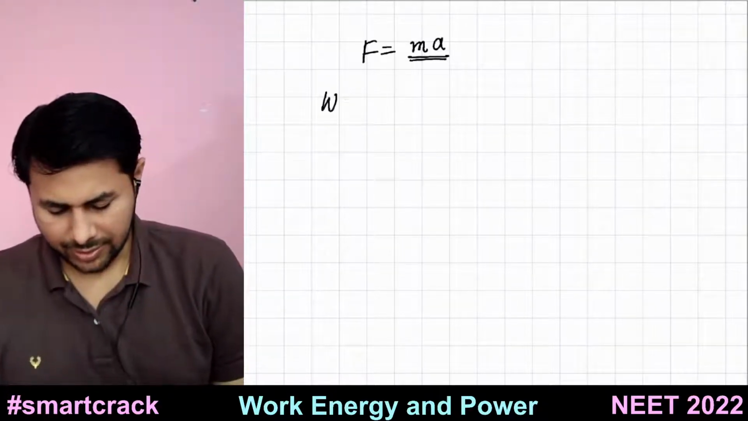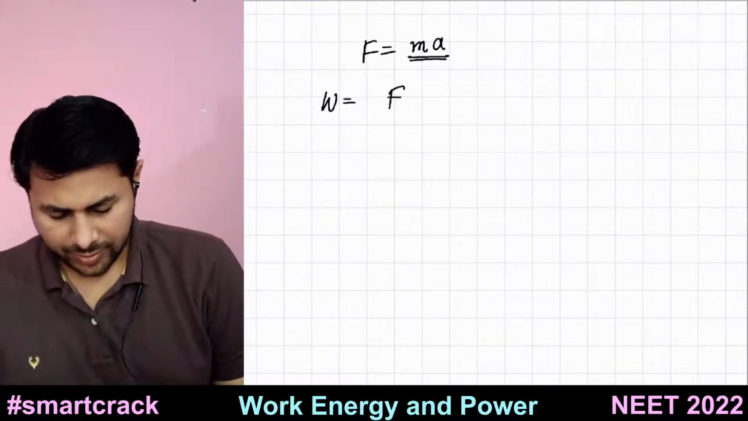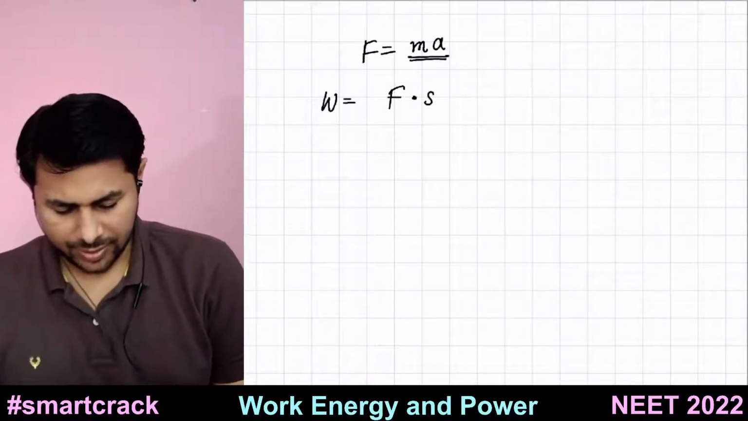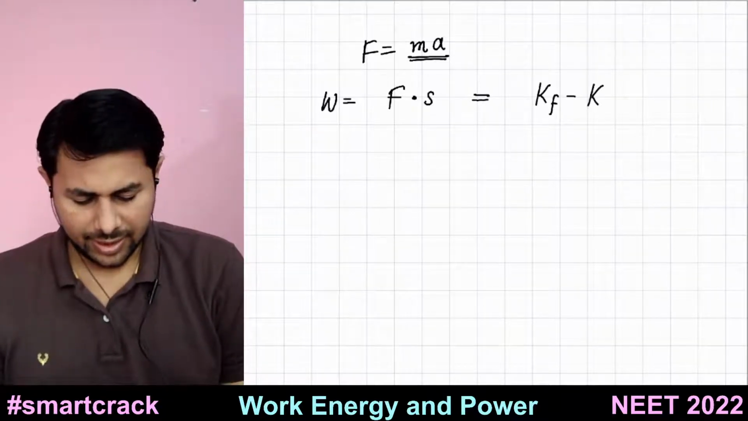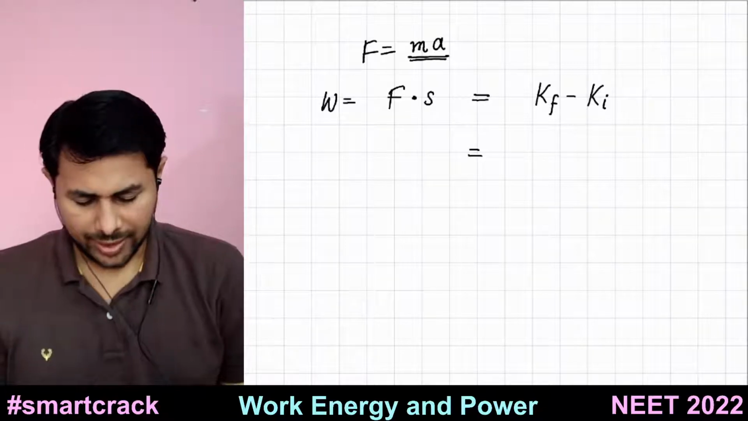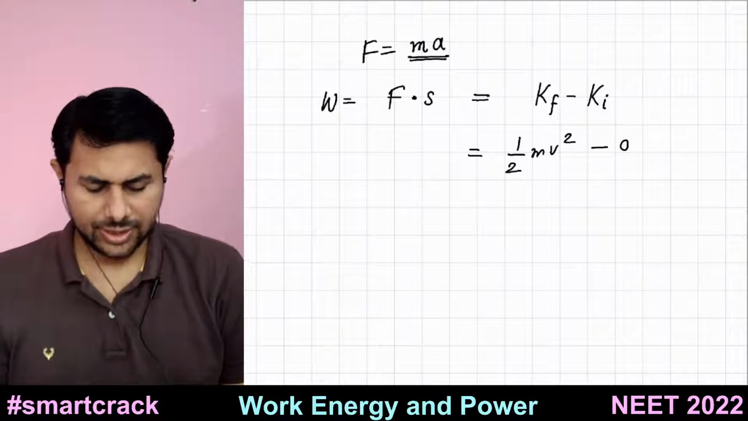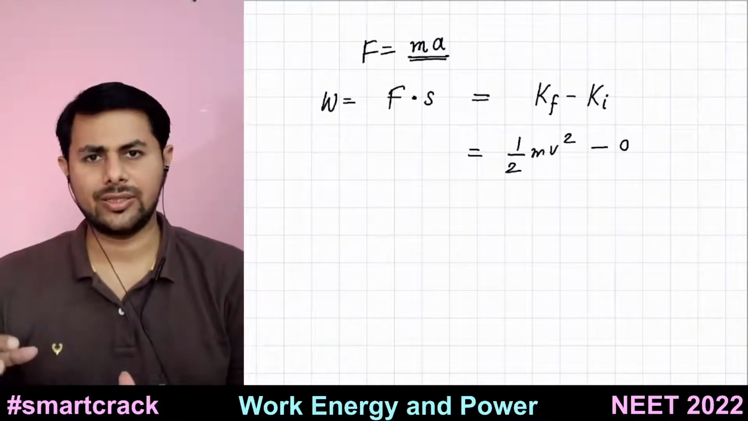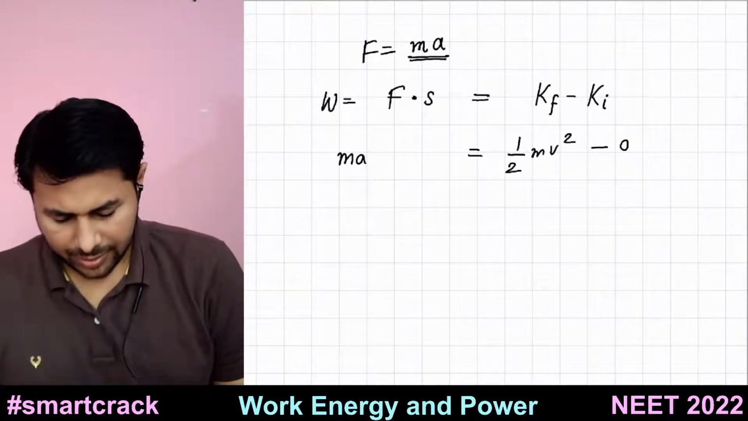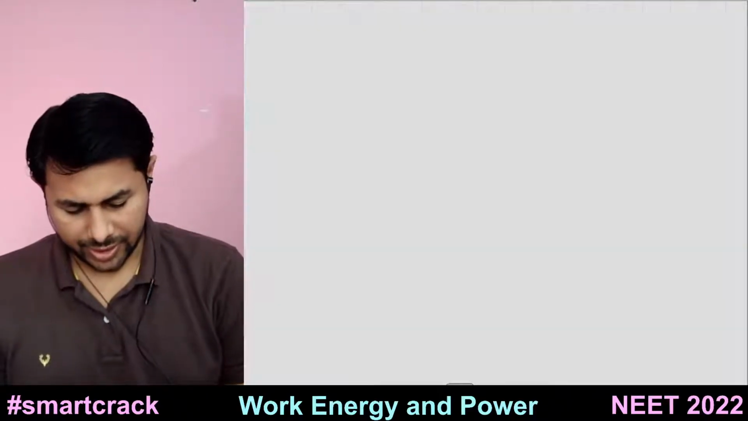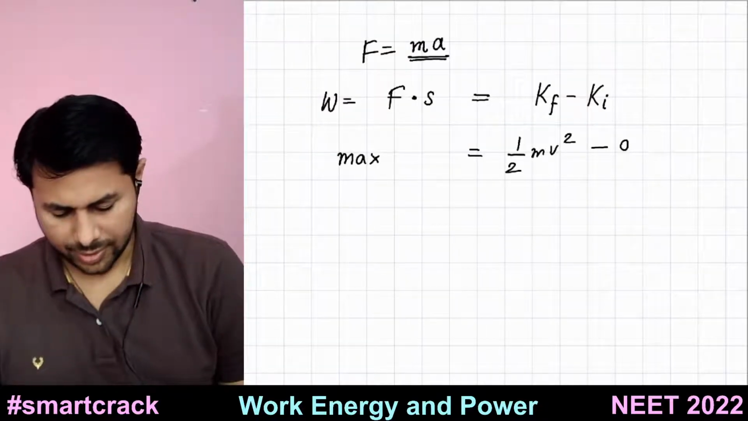So we can say work done here is equal to work done by the tangential force. So it is force into displacement, and it is equal to change in kinetic energy. So it is final kinetic energy minus the initial kinetic energy. So final kinetic energy is half of mv square. Initial kinetic energy is 0 because particle starts with 0 velocity. So it is m into a multiplied by the distance by which it moves. How much distance? 4 pi r along the tangential path.